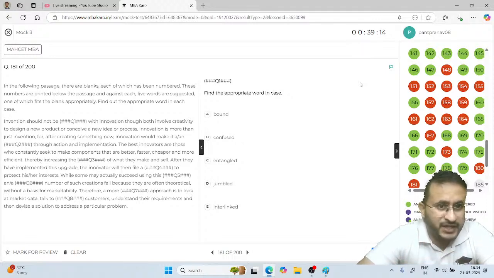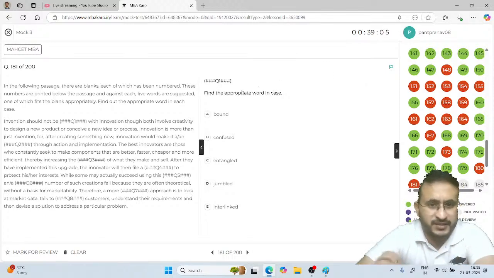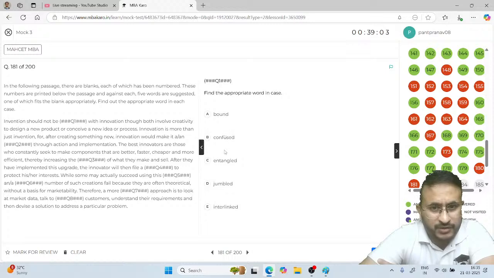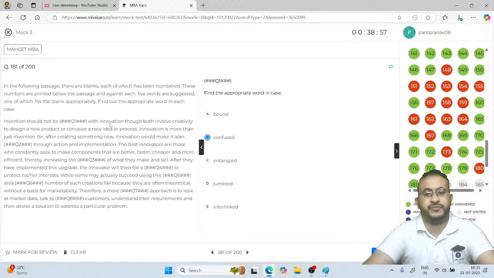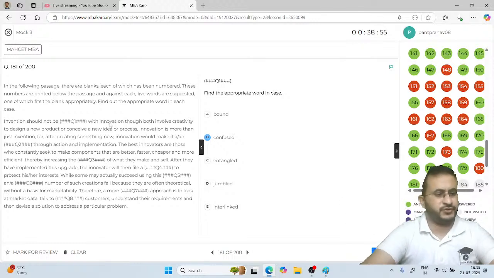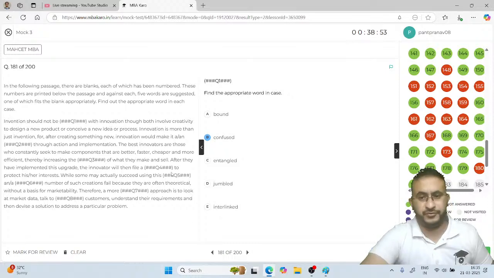Invention should not be dashed with innovation, though both involve creativity to design a product. So it basically means that invention and innovation should not be interchanged, right? Or bound, confused. Confused makes sense. Should not be confused with innovation because people get confused between these two terms. So the one will be confused.